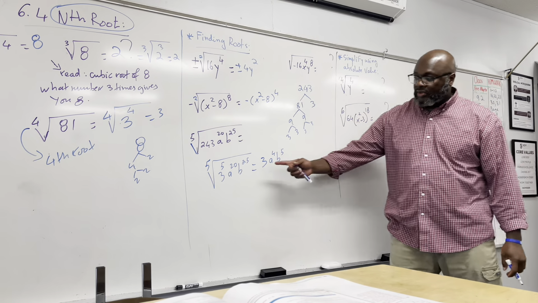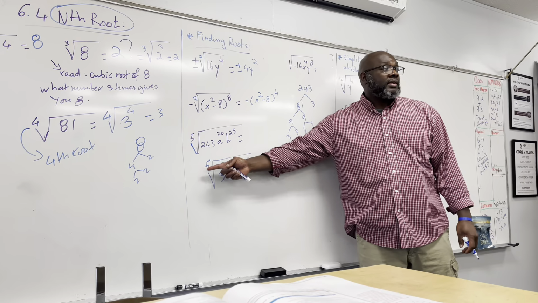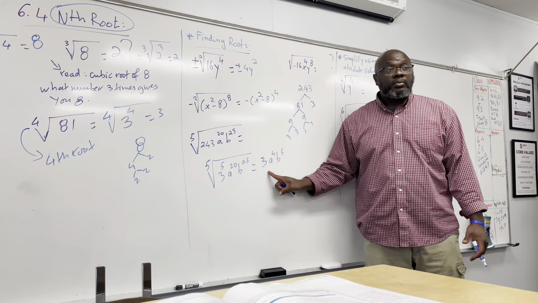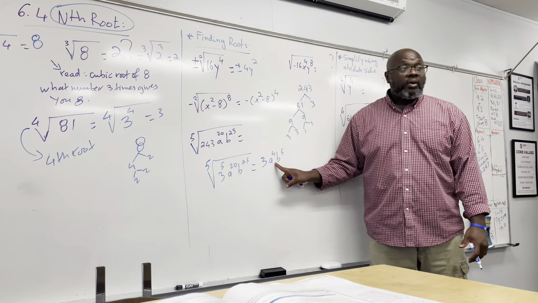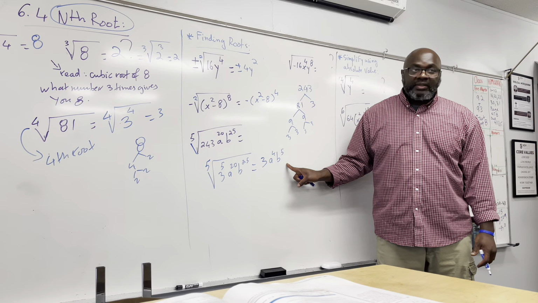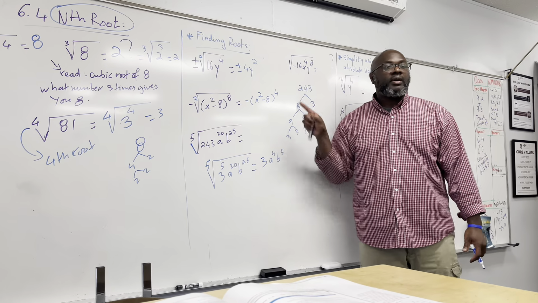So all you do is look at the exponent, you divide it, and whatever you get is whatever you get. You get rid of the radical. So this is 3, a to the 4th, and then b to the 5. We're just making it as simple as it can be. That's it. Making it simple by getting rid of the radical.